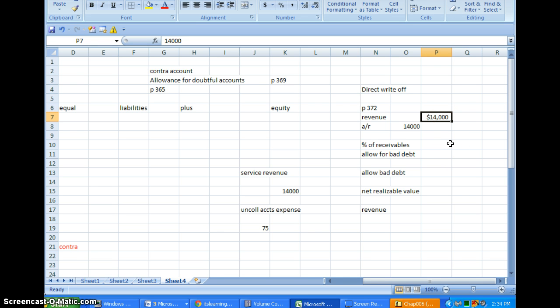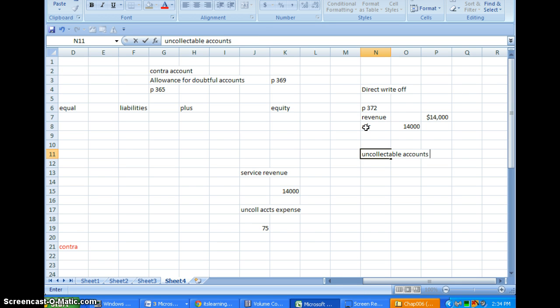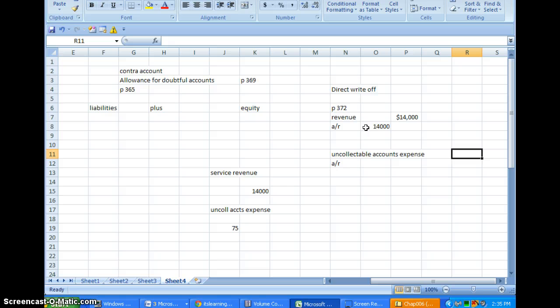Now, if you go over to page 373, what happens is we're going to fix this. We realized that in 2014 that $70 is bad debt. So we have uncollectible accounts expense and AR. We have to figure out how we're going to enter this $70 for bad debt. $70 is bad debt. And how do we account for this?